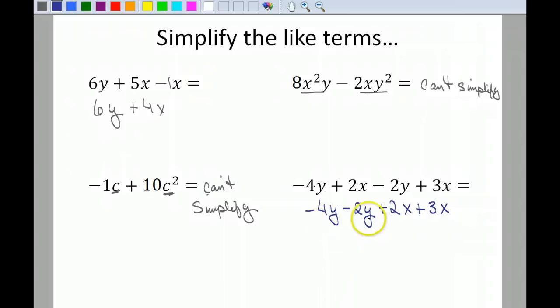Negative 4y minus 2y. Signs are the same. Add and keep the sign. So 4 plus 2 is 6. They're both negative, so now I have negative 6y. Now let's look at positive 2x plus 3x. Signs are the same, so I'm going to add. 3 plus 2 is 5. Keep the sign. So when I finish, I have negative 6y plus 5x.